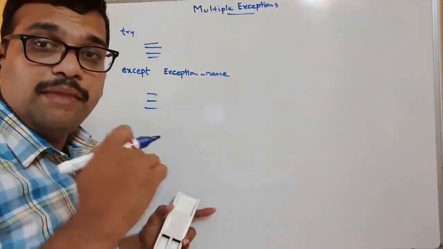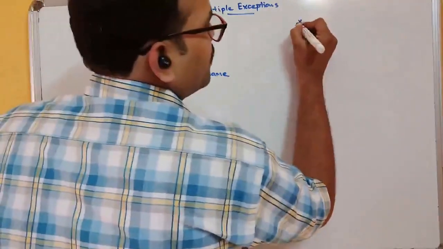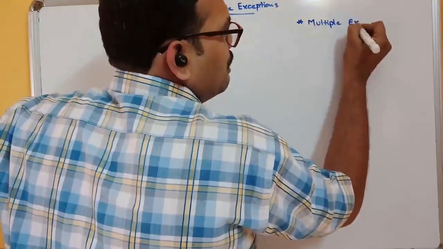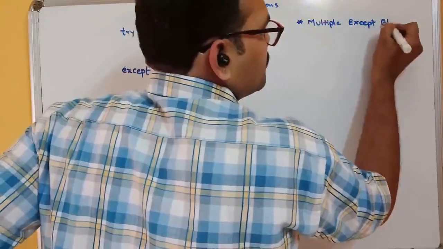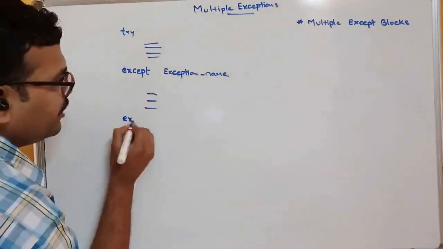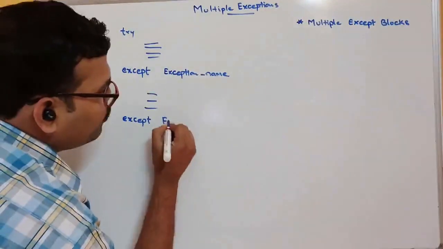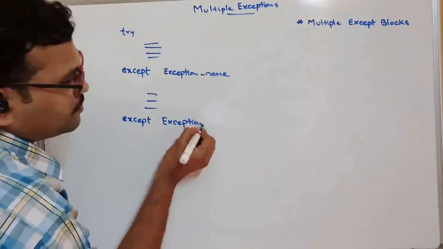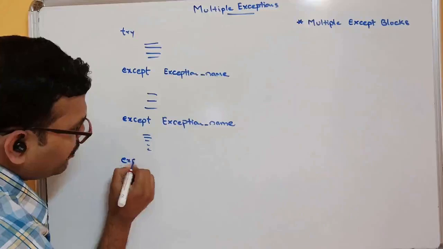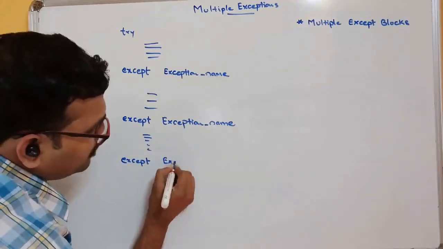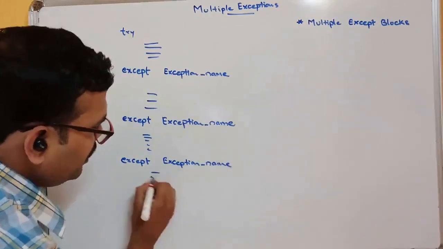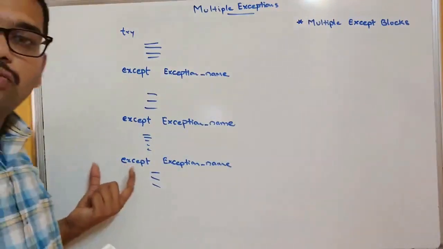That means writing multiple except blocks. Here, except with an exception name, and again you can write one more except with another exception name, and similarly again except with an exception name, and so on. So this is one way to handle the exceptions.